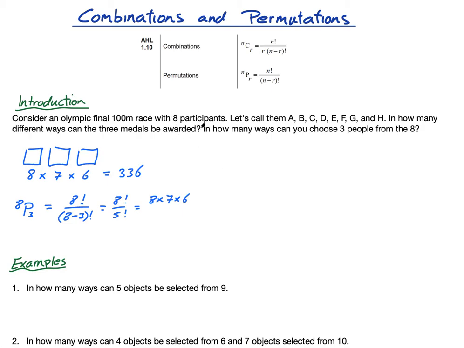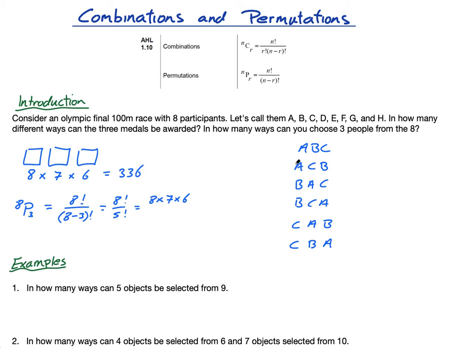The second situation, which is the second question: in how many ways can you choose 3 people from the 8? Now, that's slightly different, because when we're looking at the different ways we can award the medals, you could have A, B, and C. That's your winner, that's your second, that's your third. But you could also have A, C, and B. And they are 2 different ways. So they count as 2 different ways when we're using this permutations formula. You could also have B, A, C, and B, C, A, or even C, A, B, and C, B, A.